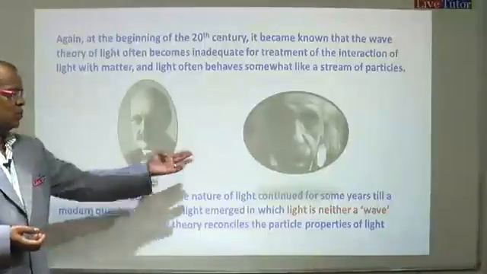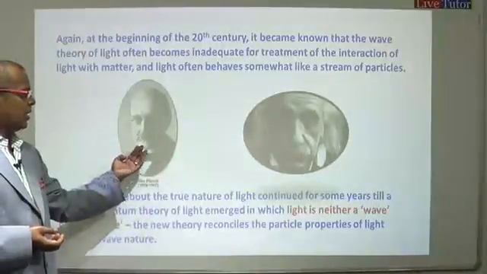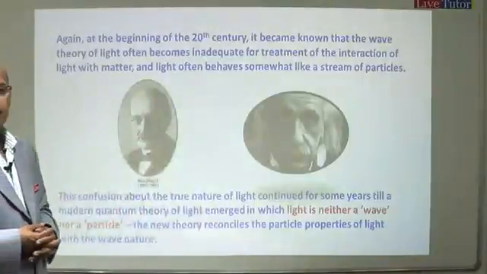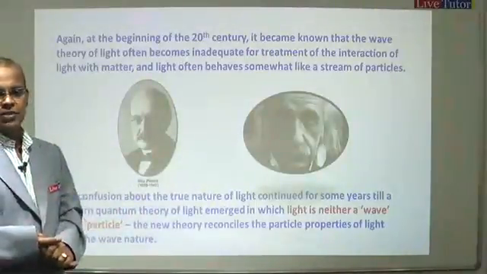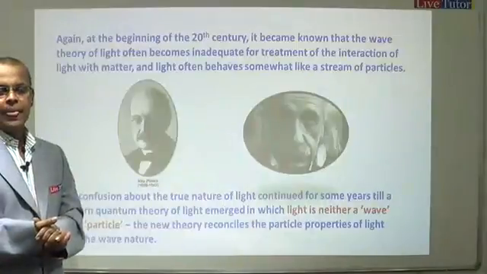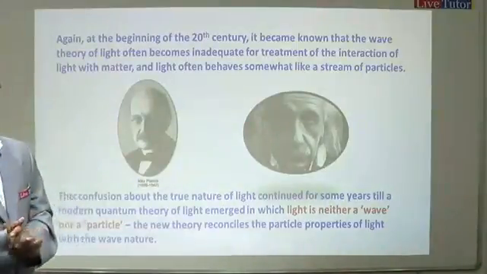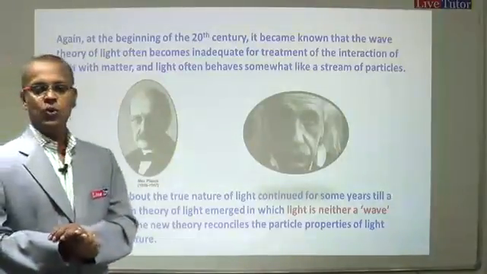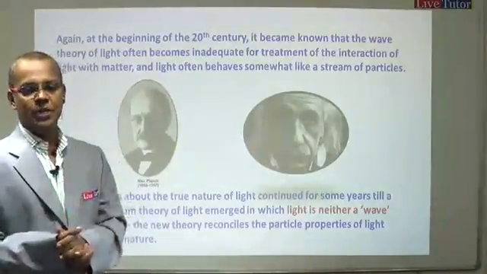And Max Planck. These two started the theory and did the experiments. Both of them explained the true phenomenon of light. So finally they concluded that light is neither a wave nor a particle. This is called the dual nature of light. Dual in nature. Light is dual in nature.